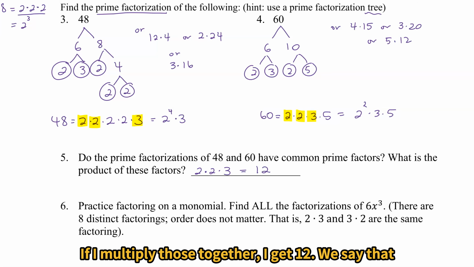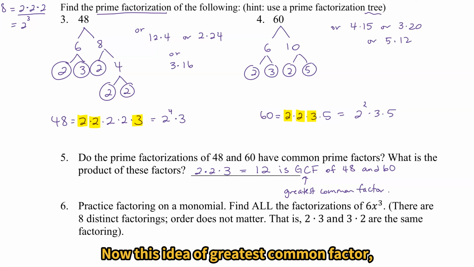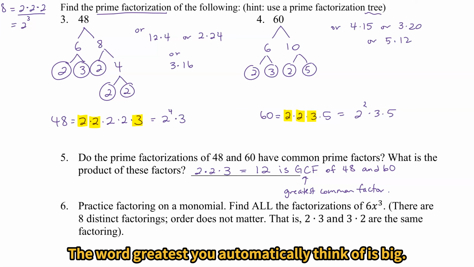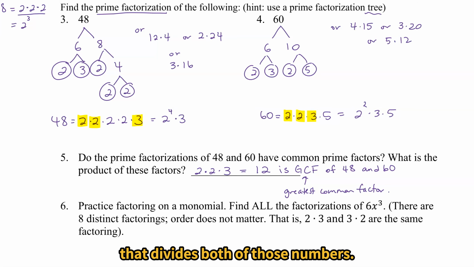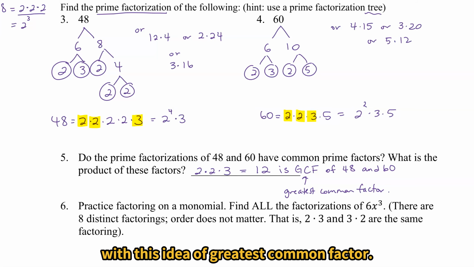If I multiply those together, I get 12. We say that 12 is the greatest common factor of 48 and 60. Now, this idea of greatest common factor can be a little confusing. The word greatest you automatically think of as big, but the greatest common factor is the largest number that divides both of those numbers. When we're talking about numbers dividing other numbers, we have to have smaller numbers. So just be careful with this idea of greatest common factor.